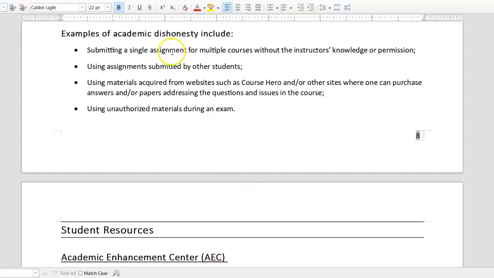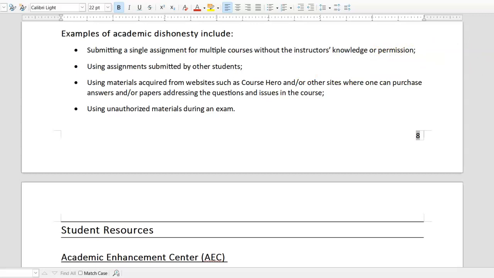This first one, submitting a single assignment for multiple courses, is called recycling. And I understand if you've had a course before and you want to use something that you wrote there, you're welcome to ask me if you can. But again, because the nature of this course requires you to use information and sources that I've already structured for you, if you want to use the basis of something you used before and add to it, that's good. But you need to let me know, and you need to ask me if I think that it's viable. Sure, I'll be glad to let you do that and then let you edit it to include the stuff that I need.